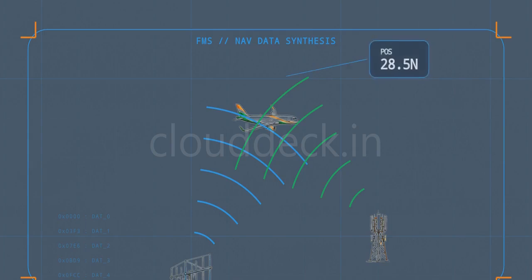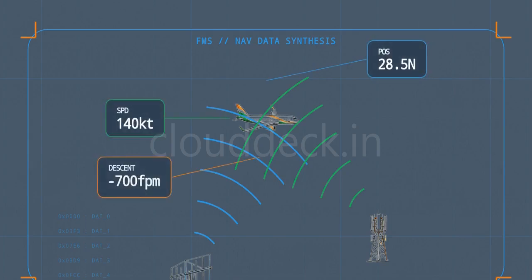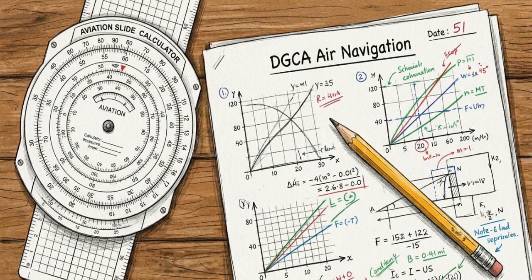instrument landing system, radar, and area navigation. Understanding how these systems calculate position, speed, and descent rates is how pilots survive in the air. It is also how you pass the most calculation-heavy section of the DGCA Commercial Pilot License Air Navigation Exam.